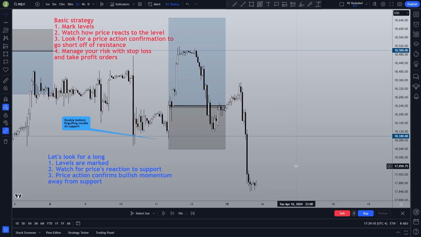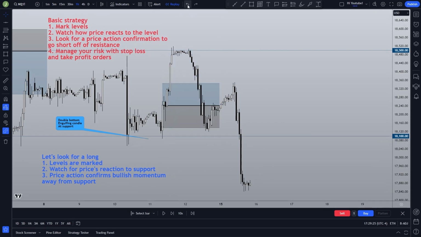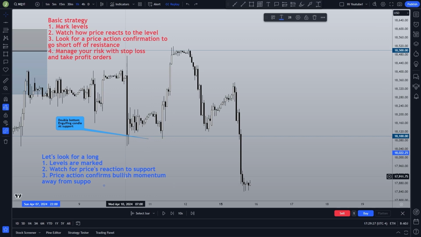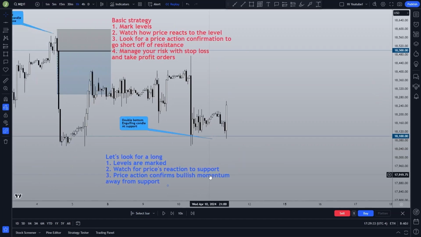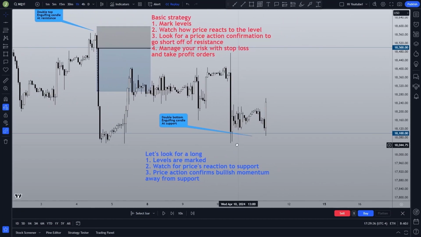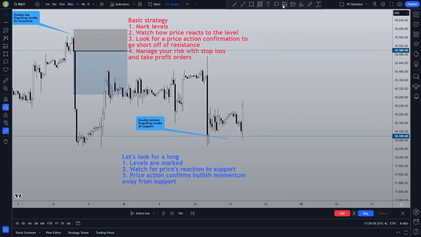The next step is observing price's behavior as it approaches the level. When price comes near a support level, look for signs of a momentum shift such as the bearish candles getting smaller. Conversely, when price approaches a resistance level, look for signs of momentum shift before considering going short. Next, once price reacts to the support or resistance level, use price action to confirm your entry. I can't emphasize this enough. You have to confirm your entries.